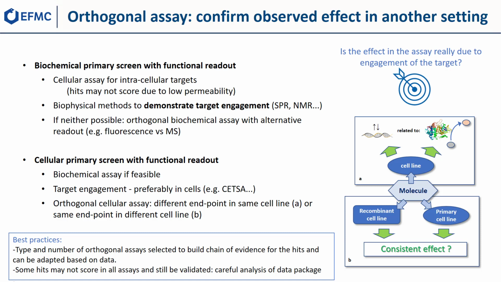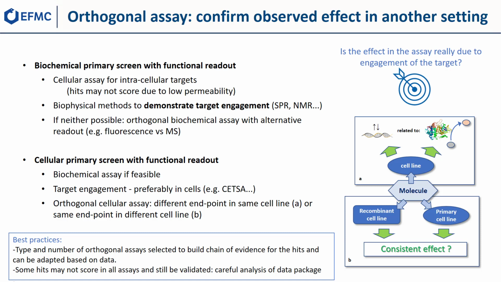Now, depending on the primary screen, there are different ways to do that. If you had a biochemical primary screen with a functional readout, maybe you can use a cell assay if you're working on an intracellular target, keeping in mind, of course, that the hits may not score due to low permeability. As mentioned, a very powerful method is to use biophysical methods to demonstrate target engagement, binding to the target. And you can do this with SPR, NMR, and we'll go into a lot more details in the next webinar. If neither of those is possible, you can use another biochemical assay with an alternative readout. For example, if you use the fluorescence assay, you can use a mass spectrometry-based assay.